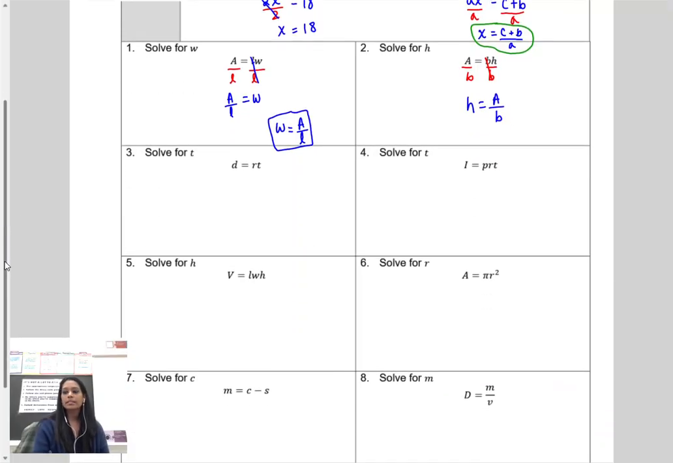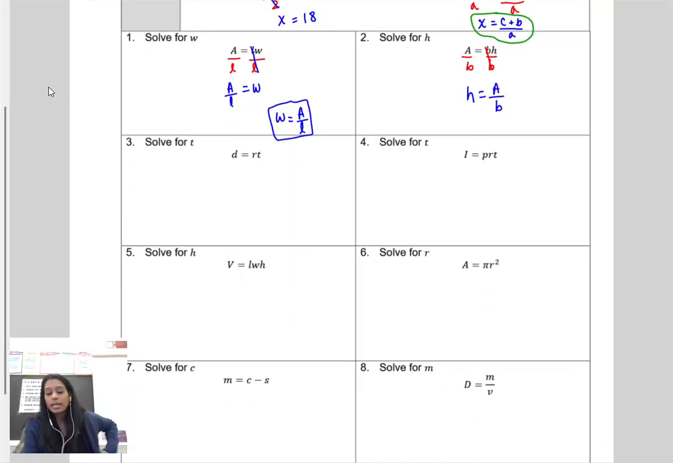All right. I do have to tell you that they get pretty complicated as we keep going. But, you know, we're starting from the basics and then moving our way up. All right. We're solving for t, so that means I have to get rid of the r. So I need to divide both sides by r. So you have t equals d over r. And that's it.